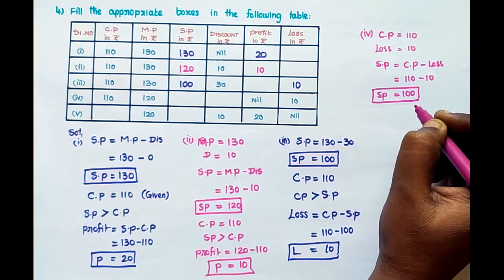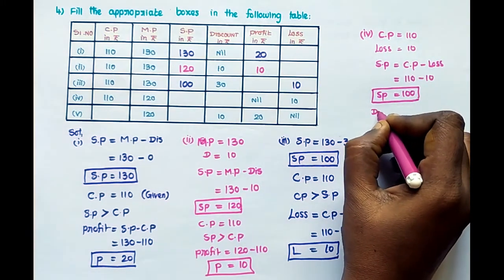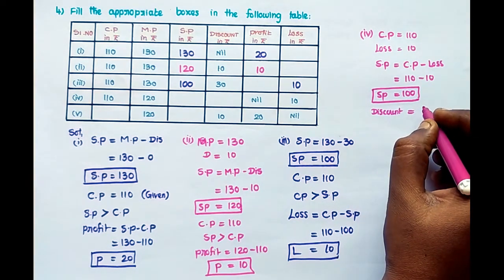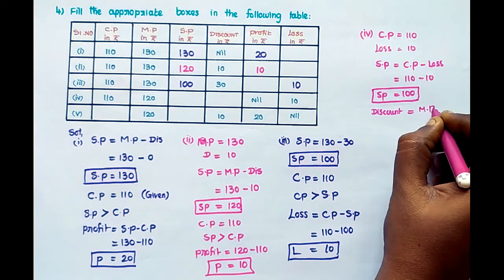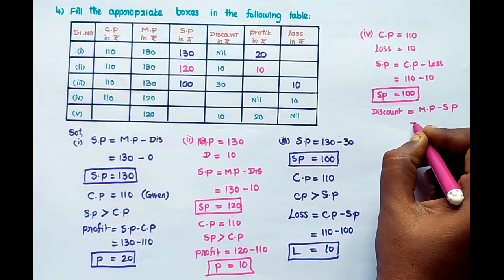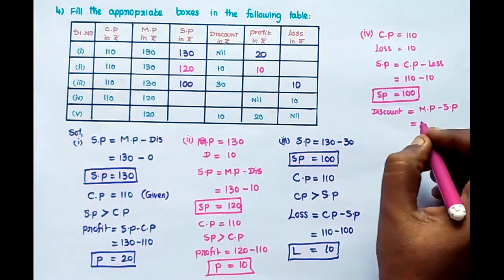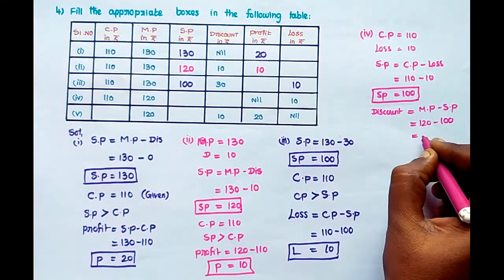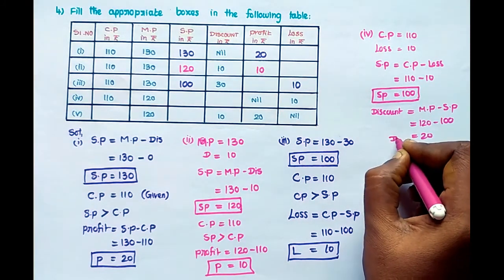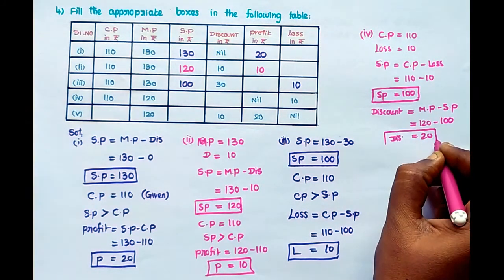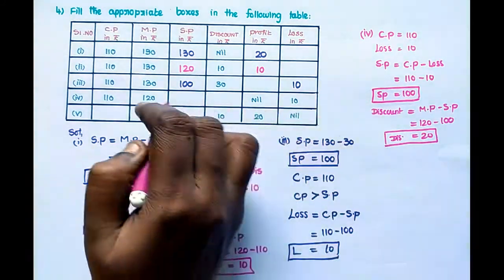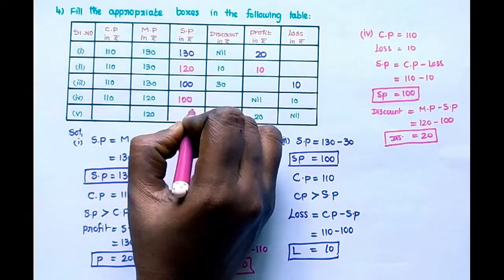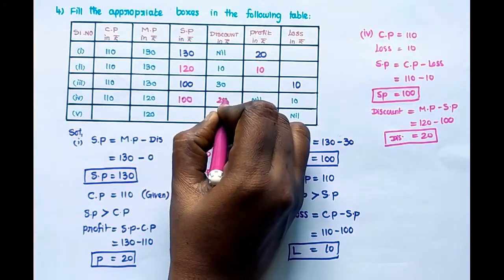And discount, we have to find out discount also. Discount equal to, what's that? Mark price minus selling price. What is mark price here? 120 minus selling price 100. So 20, that is equal to discount. So selling price equal to 100 and discount equal to 20 rupees.